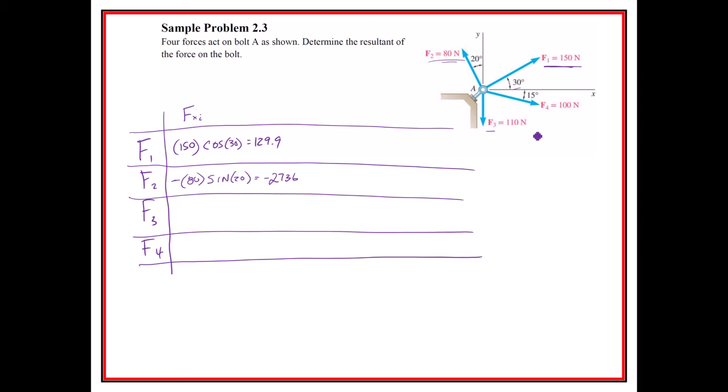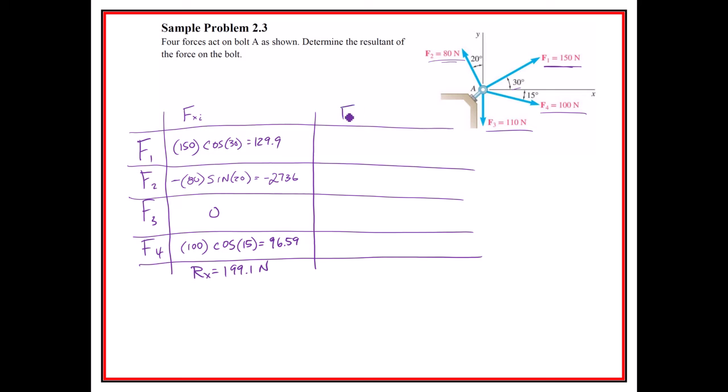If we go now to force 3, we could see that it has nothing in the x direction, so it's 0. And then lastly, F4, that's going to be positive in the x direction, so it's 100 times the cosine of 15 degrees, and we find that to be 96.59. Now, if we sum these up, we would find that Rx is going to be 199.1 newtons.